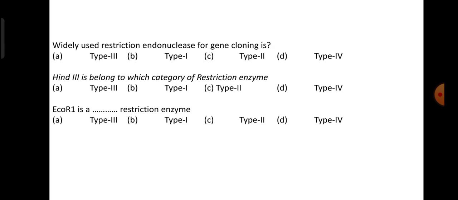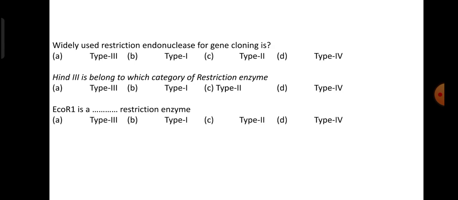Last part, widely used restriction endonuclease for gene cloning is. Here, before getting into these questions, we should know what are restriction enzymes and what are the different types. Restriction enzymes are the enzymes which cut the DNA at specific sites. So, what is the purpose? Restriction enzymes are basically used in gene cloning, marker assisted selection, then association mapping and all those studies of markers as well as in cloning technology.